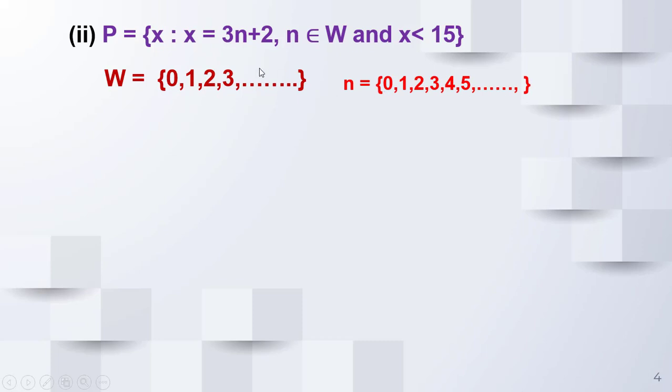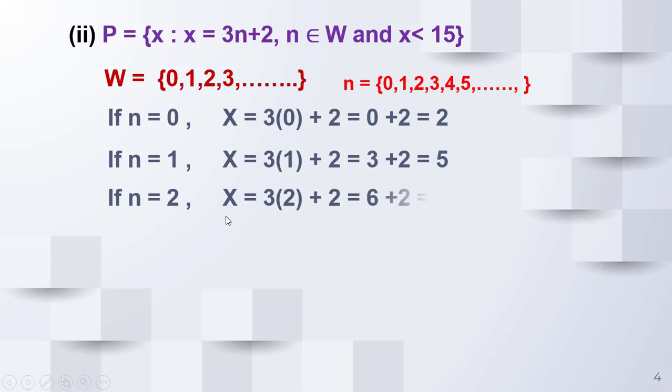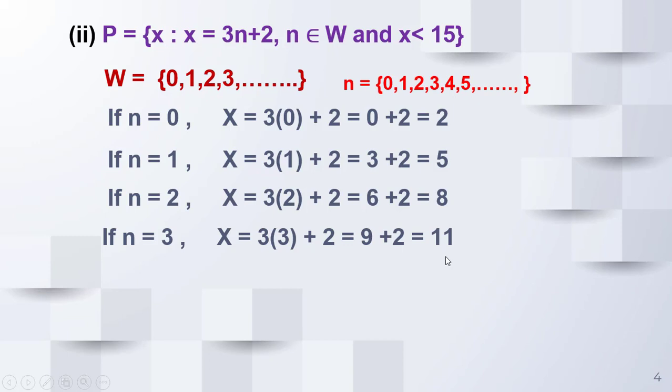Let us substitute one by one value here. Now, let us take n equal to 0. If n equal to 0, the x value will be 2. Now, let us substitute n equal to 1. Then x will be 5. Now, let us substitute n equal to 2. What happens? x equal to 8. Now, let us substitute n equal to 3. x becomes 11. Now, let us substitute n equal to 4. Now, the value of x is 14.